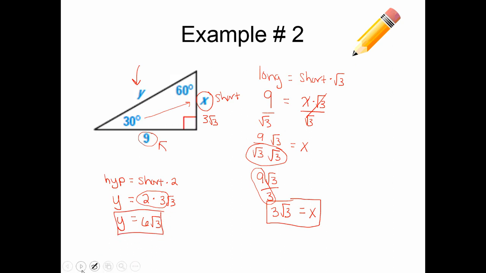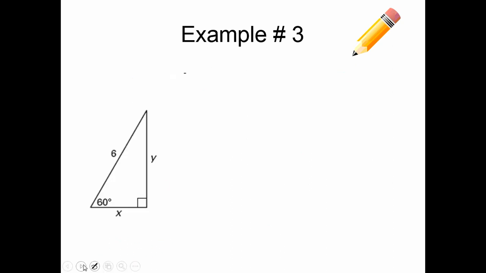All right, so we've used the 30, 60, 90 degree shortcut. Here's one more, 30, 60, 90. And again, this time I have the hypotenuse, and I'm looking for the short leg and the long leg. So in this 30, 60, 90 degree triangle, I have the hypotenuse, so I need to start with a fact that involves the hypotenuse. And it says the hypotenuse equals 2 times the short leg.